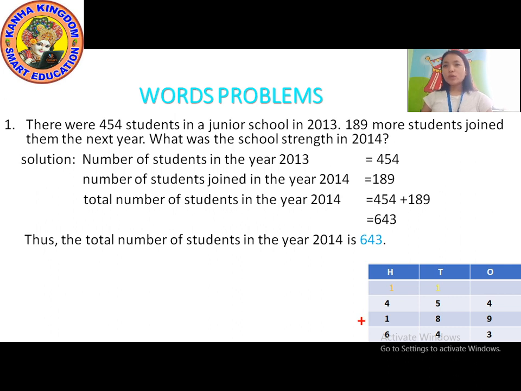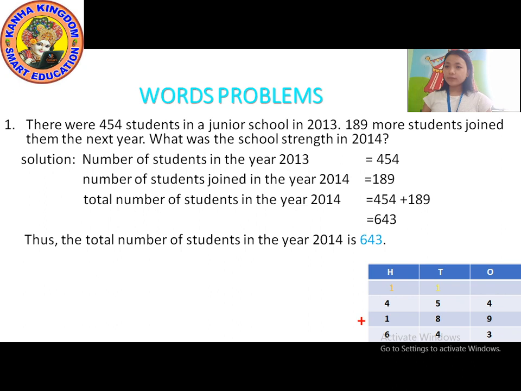So we have to add 454 and 189. While adding 454 and 189, we have to start from the ones. In the ones, 9 and 4. While adding 9 and 4, how much will you get? 13. So write 3 in the ones and carry over 1 to the tens column.